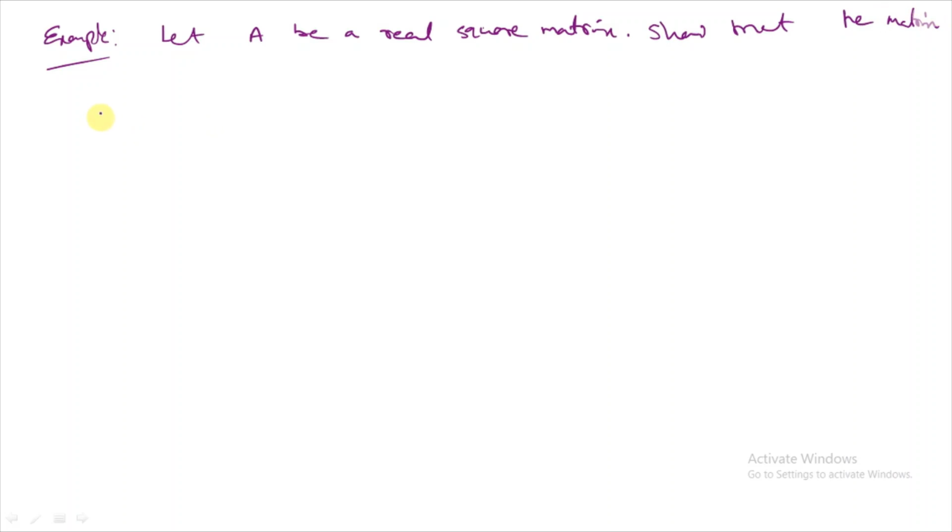Example. Let A be a real square matrix. Show that the matrix A transpose A has real and positive eigenvalues. This is the problem. Now the solution.